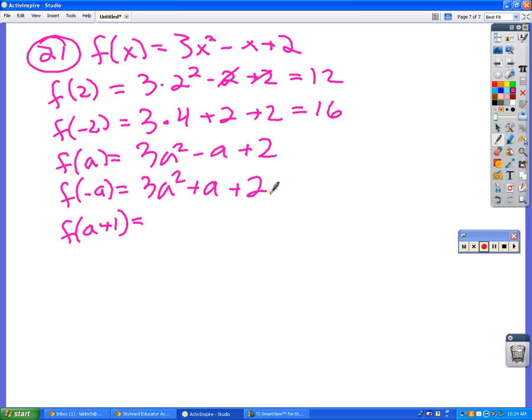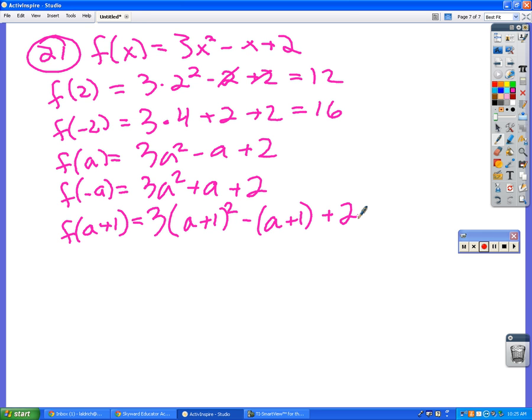All right? You okay with that? All right, now the fun begins. Because now we're going to plug in not just a single term, but we're going to plug in a binomial, a plus 1. So I need to figure out what 3 times a plus 1 squared minus quantity a plus 1 plus 2 is. All right? So first step, you just write it out. And anywhere you see an x, replace it with an a plus 1. Okay?